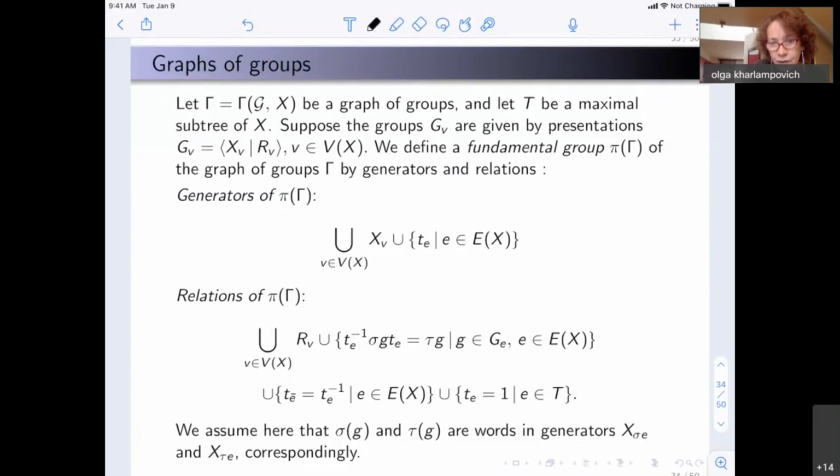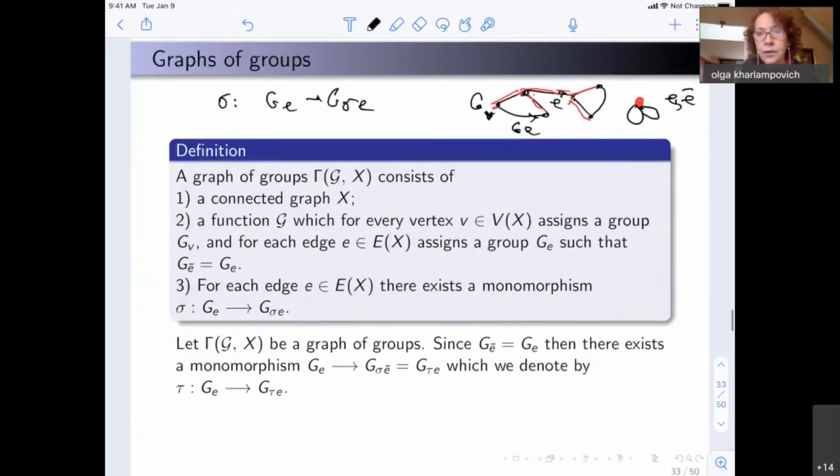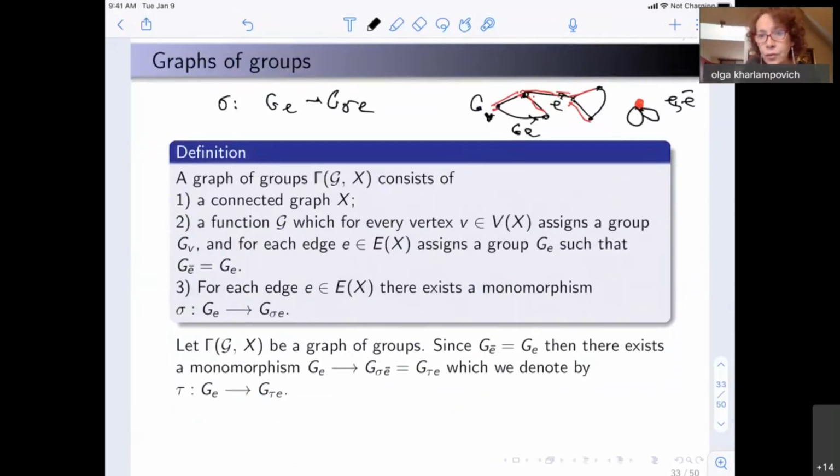So we just say sigma G equals tau G. But these are relations of the amalgamated product. So as a result, we do exactly what we did, like I said here. We take the amalgamated product along the edges of the tree, and then we take HNN extensions, because only letters T for these two edges are not going to be killed. And this is called the fundamental group of a graph of groups.